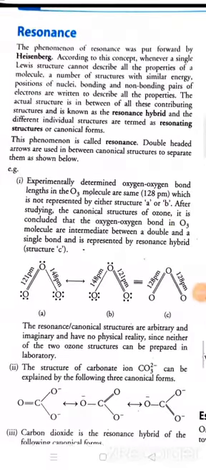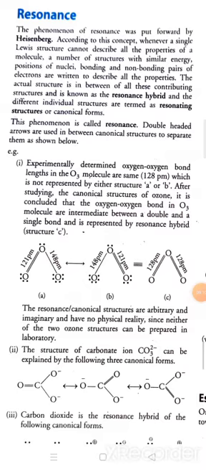Resonance. The phenomenon of resonance was put forward by Heisenberg. According to this concept, whenever a single Lewis structure cannot describe all the properties of a molecule, a number of structures with similar energy, positions of nuclei, and bonding and non-bonding pairs of electrons are written to describe all the properties. The actual structure is in between all these contributing structures and is known as a resonance hybrid. The different individual structures are termed resonating structures or canonical structures.